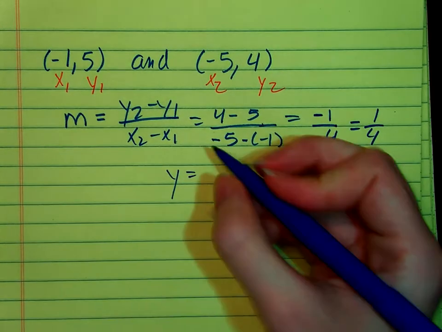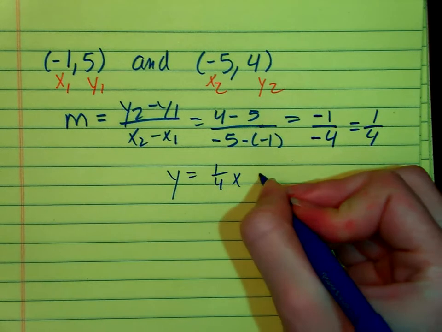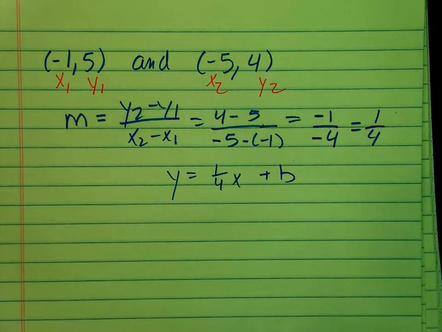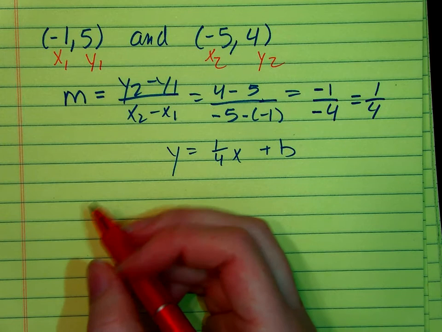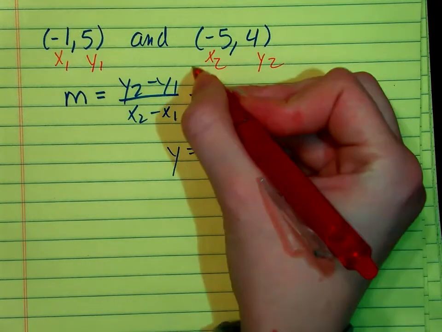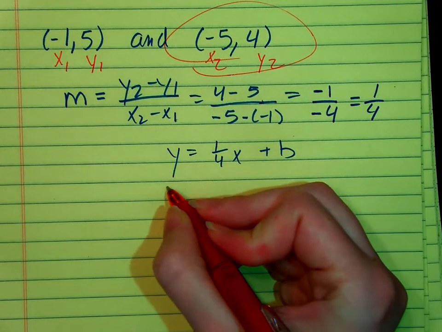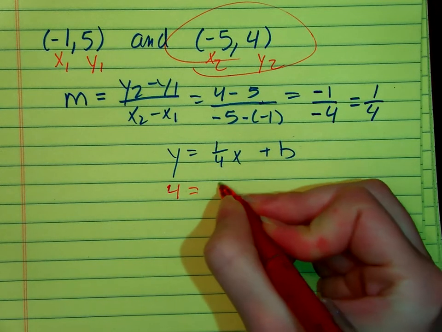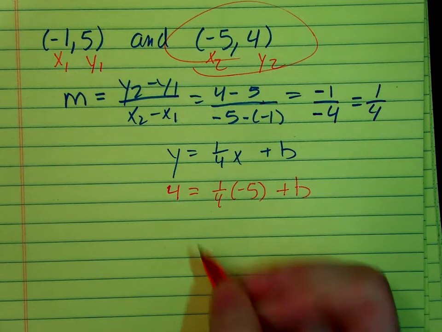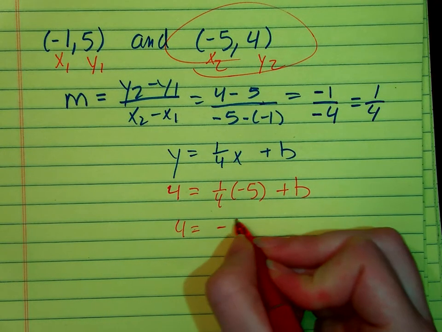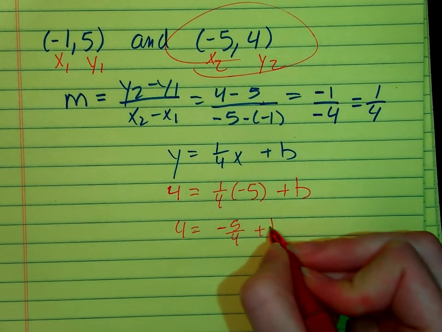So y equals 1/4 x plus my intercept. Don't know it yet. Now let's plug in our values. Doesn't really matter which one you pick. I'm going to pick this guy. So then we get 4 equals 1/4 times negative 5 plus b. 4 equals negative 5/4 plus b.